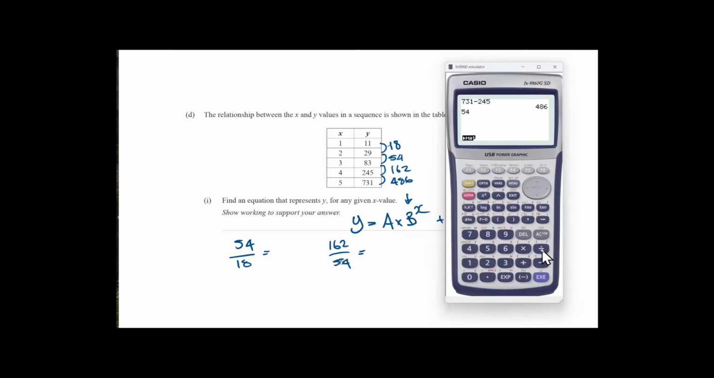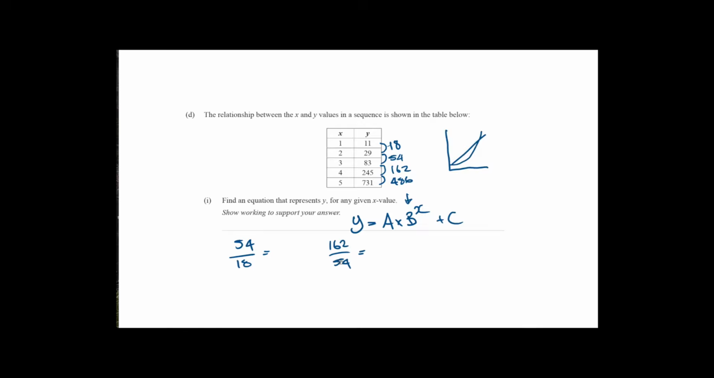So 54 divided by 18 is 3. That's interesting. So 3, and then let's have a look. 162 divided by 54. That's 3 as well. Okay, so this is really, really promising. Let's do 486 divided by 162. That's 3. Okay, that's fantastic. That tells us b. So now we know b. Now we actually have enough to solve this. b is going to be equal to 3.